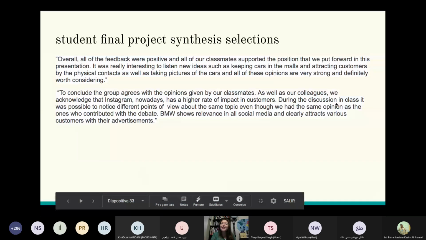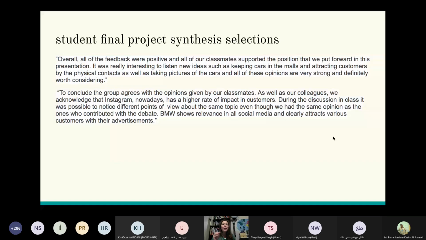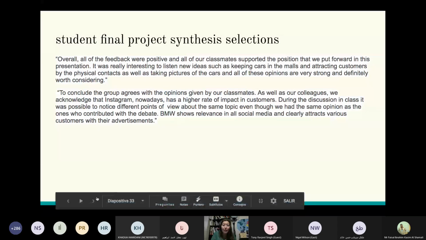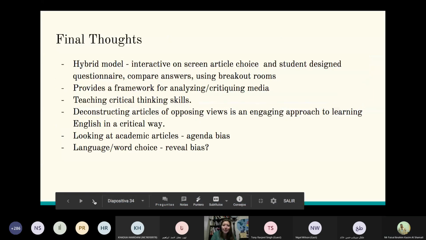During the discussion in class, it was possible to notice different viewpoints about the same topic, even though we had the same opinion as the ones who contributed to the debate. They called it a debate. It was more or less like a discussion regarding perspectives. I don't always like the word debate because that denotes there's one side that is right and one side that is wrong. And when you're looking at multiple perspectives and dealing with a topic like media literacy, you really have to be careful with the whole right versus wrong understanding of a topic.